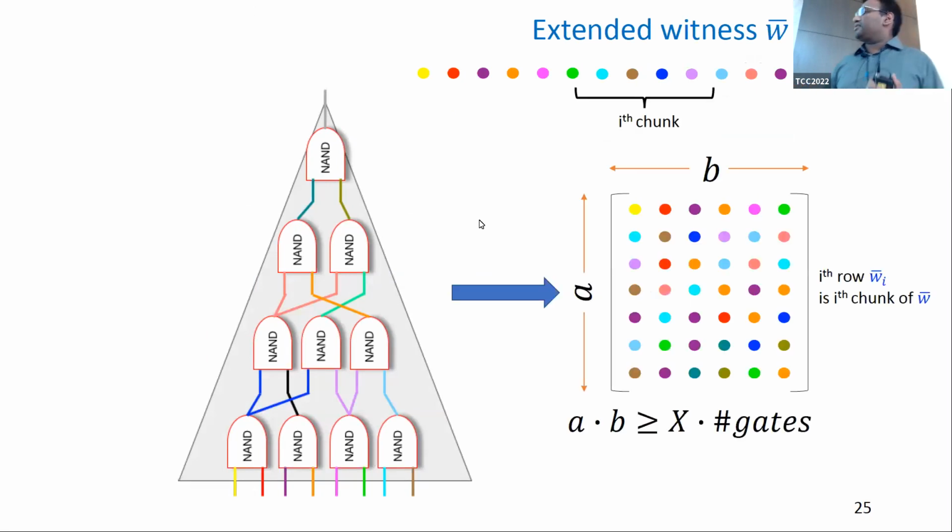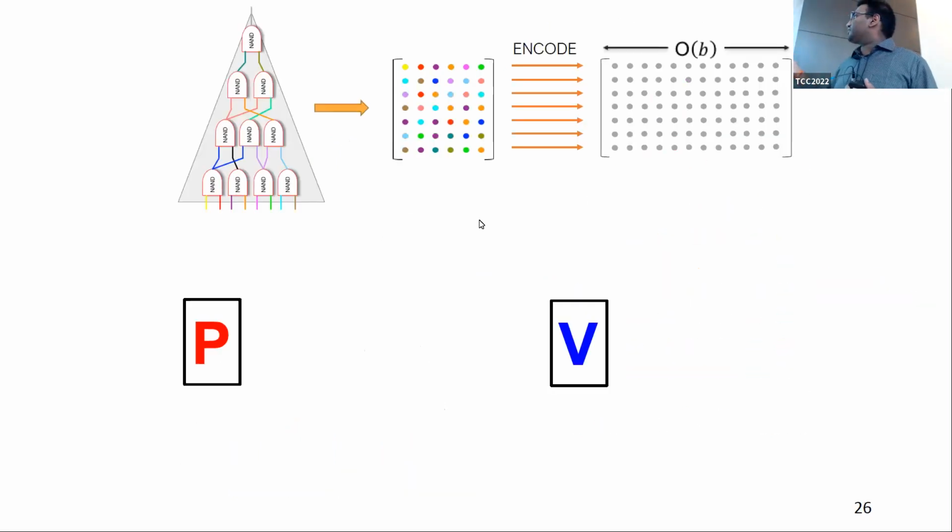Now it will just arrange it in a matrix of size A cross B. And now what you do is you encode each row of this extended witness using a Reed-Solomon code or any other linear code. And now basically you can divide the protocol into 3 phases.